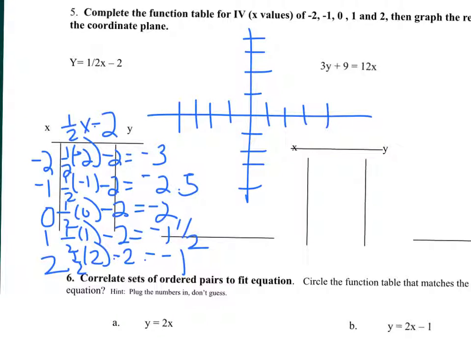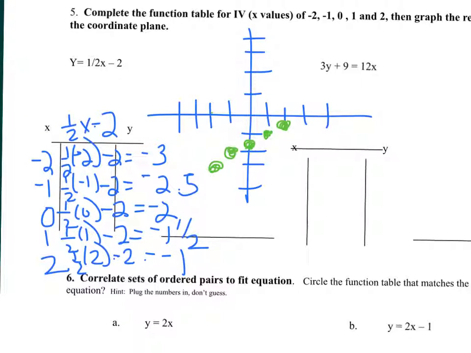Okay, so I can go ahead and graph my first point of negative 2, negative 3. So I go negative 2, negative 3. So it'd be somewhere around there. My second point, negative 1, negative 2.5, would be somewhere around here. 0, negative 2 is going to be right here. 0, negative 2 is the y-intercept. 1, negative 1 and 1/2, and 2, negative 1.